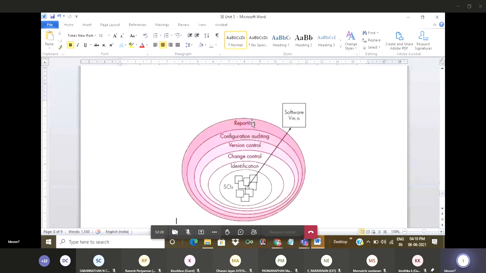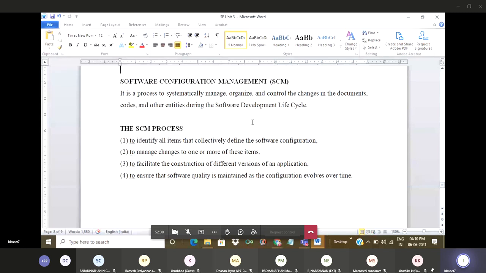Next is software configuration management. It is a process to systematically manage, organize, and control the changes in the documents, codes, and other entities during the software development lifecycle.